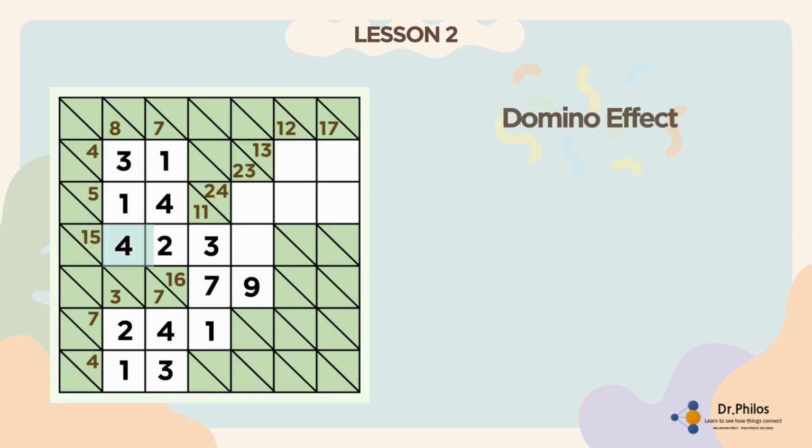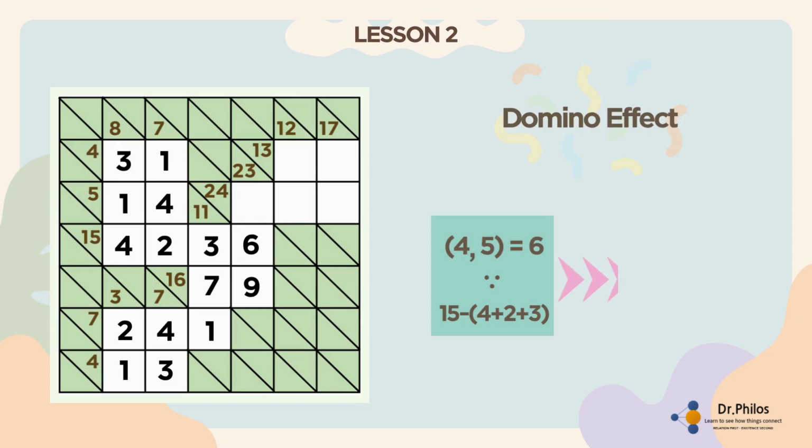Since I know 4, 4, I can also figure out the box to its right. 4, 5 is 6. Because 15 minus 4, 2, and 3 is 6. I know 3, 5. It is 8. Because 23 equals 9 plus 8 plus 6. And the boxes for 9 and 6 are already filled in. So the only remaining number is 8.